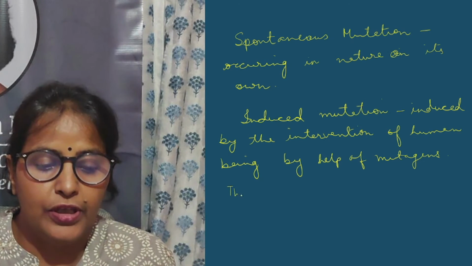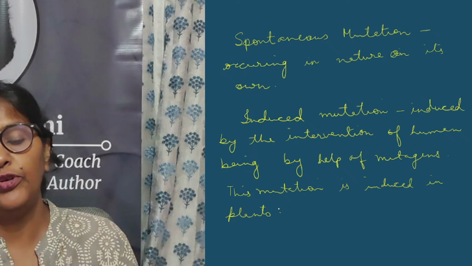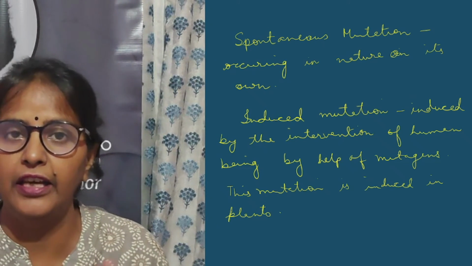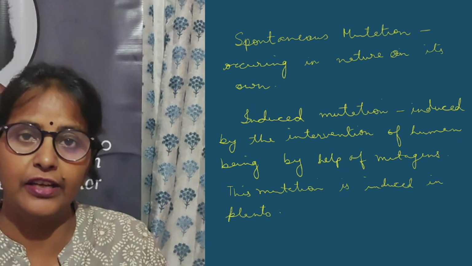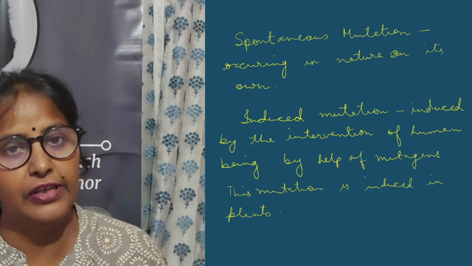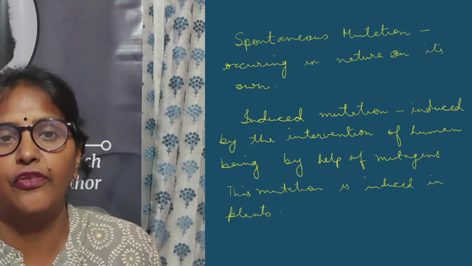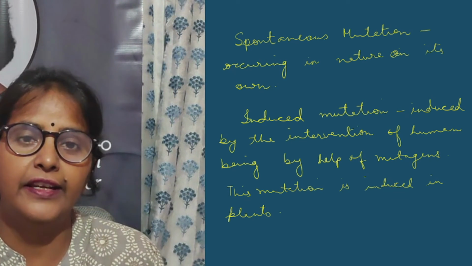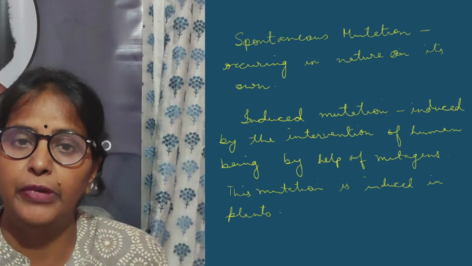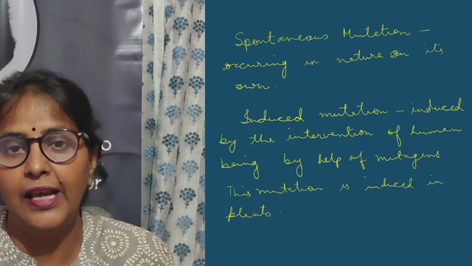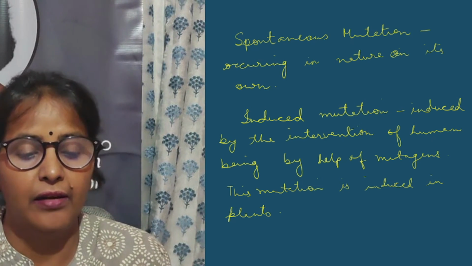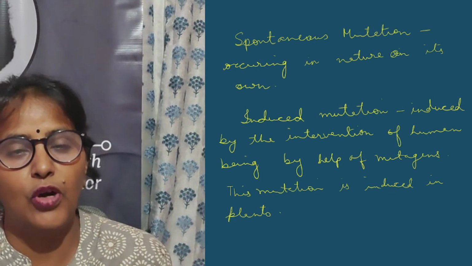Spontaneous mutation is something which is occurring in nature on its own. There also the mutagen is involved, but there is no intervention of human beings. In case of induced mutation, there is intervention of human beings. Human beings are inducing that mutation by using mutagens, and this generally takes place in plants. So this is all about mutation.